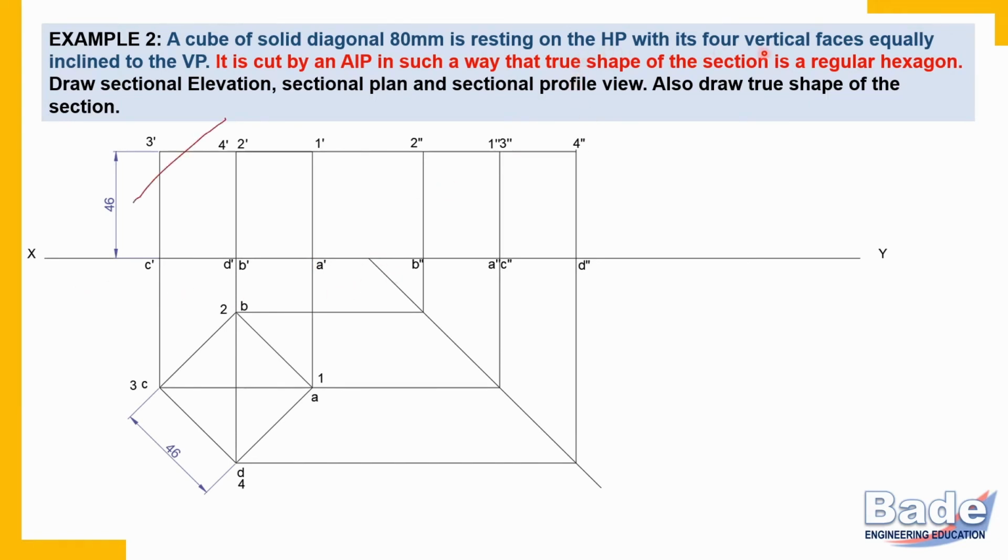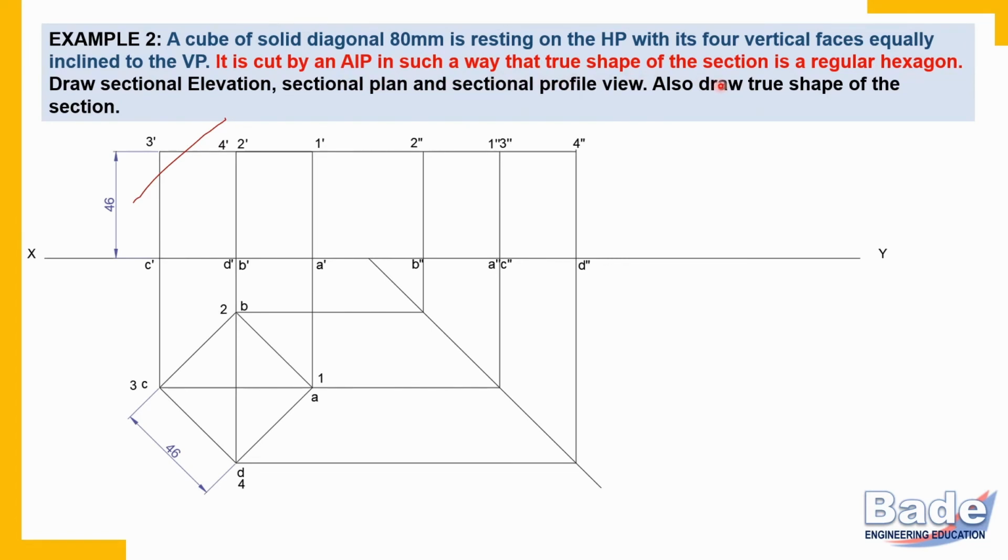With its 4 vertical faces equally inclined to VP. Okay, it is cut by an AIP. Now try to understand. Of course you know it, AIP, auxiliary inclined plane. It is a plane inclined to HP and perpendicular to VP. So we are sure that the cutting plane line is in the front view. It is cut by an AIP in such a way that the true shape of the section is a regular hexagon.